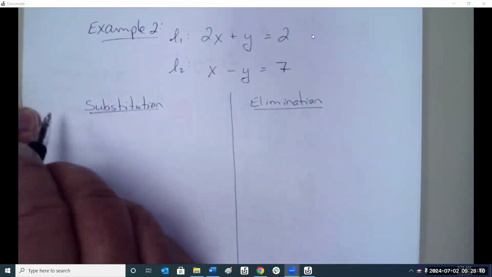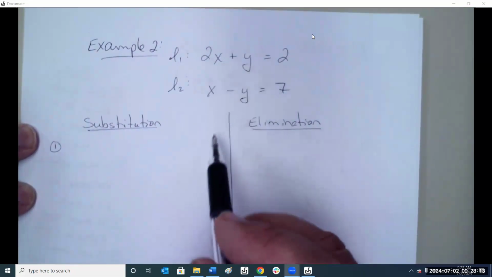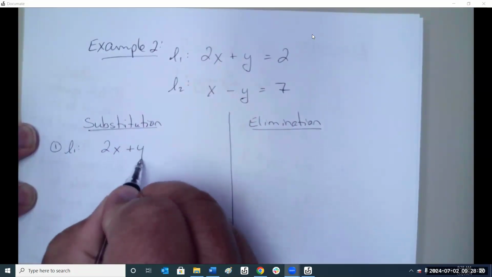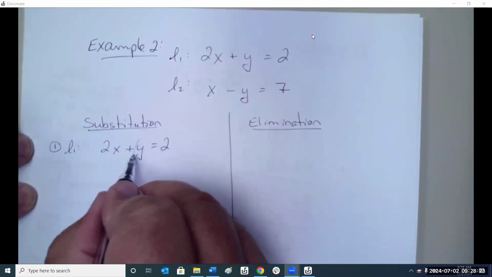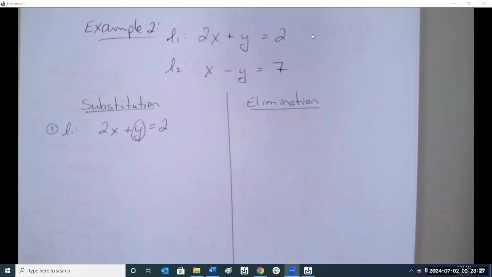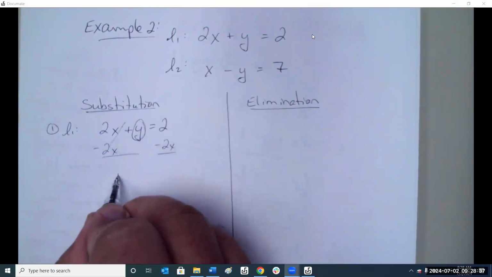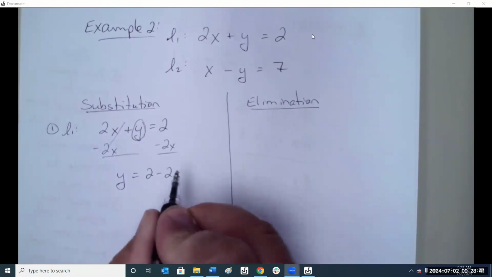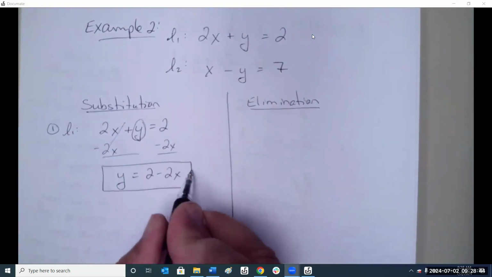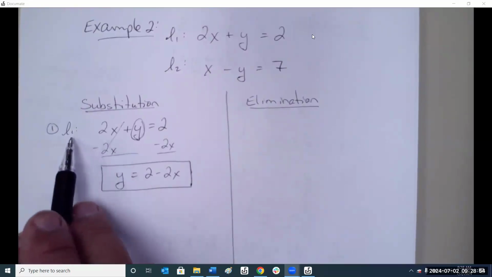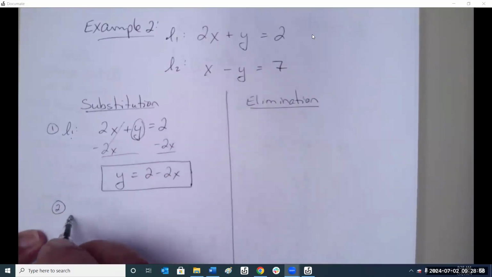So, substitution. First step, choose an equation and then choose for a variable. I will use line one. And then I'm solving for y, because that'd be the easiest one. So I subtract 2x from both sides. Y equals 2 minus 2x. We'll come back to this equation to get the y value. Since I used line one in the first step in substitution, I got to use line two in the second step.